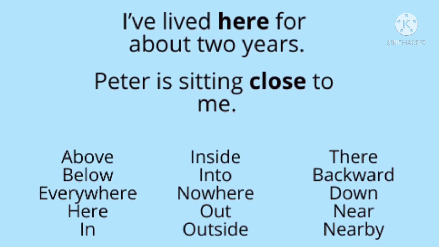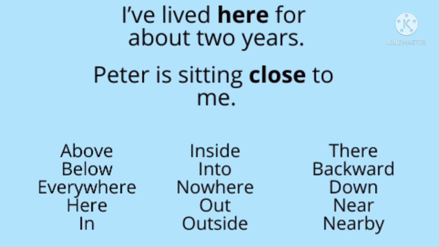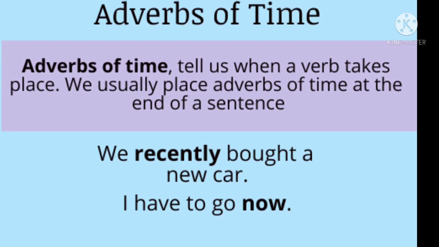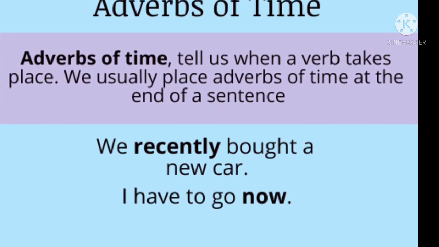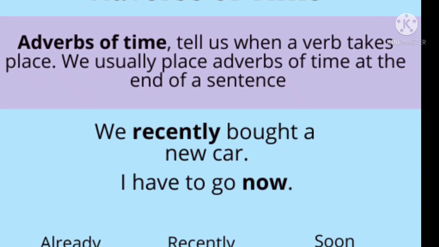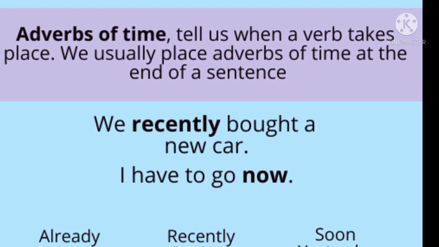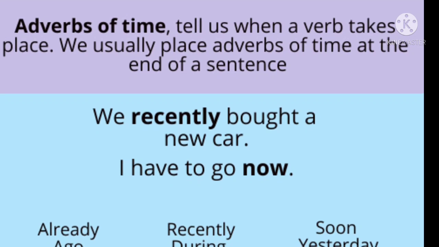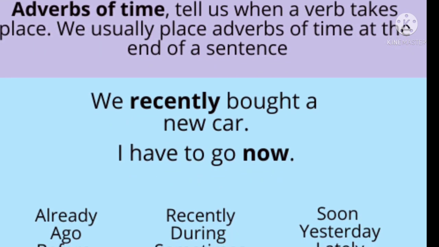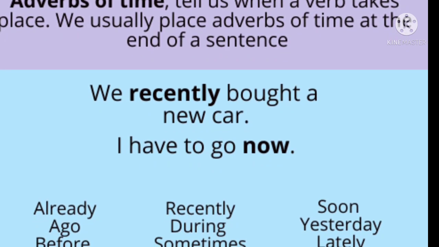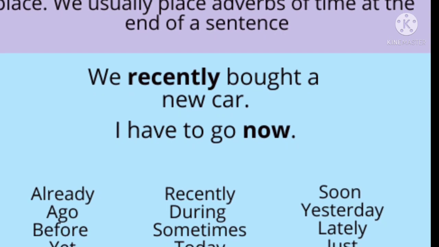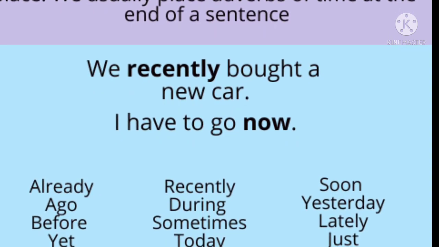Now let's see the third kind, that is adverbs of time. Students, adverbs of time tell us when a verb takes place. We usually place adverbs of time at the end of a sentence. It means that an adverb of time provides information on when something happens. For example, first example: we recently bought a new car. Second sentence: I have to go now.